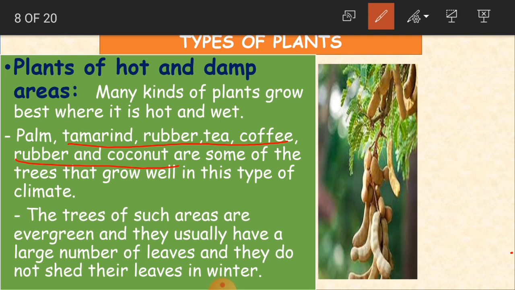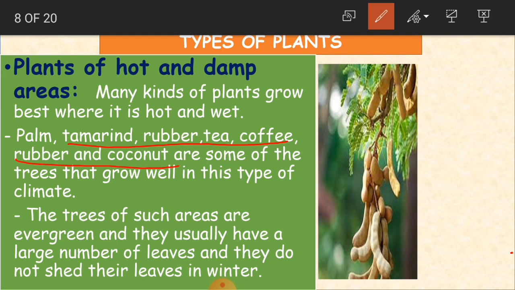See, these trees also are evergreen. Why? Because they also have their leaves throughout the year. They have a number of leaves and they do not shed their leaves in winter. Earlier we learnt that some trees in cold regions shed their leaves in winter to protect themselves from the coldness. Here these trees do not shed. They also are evergreen and they like to live in hot and damp areas.